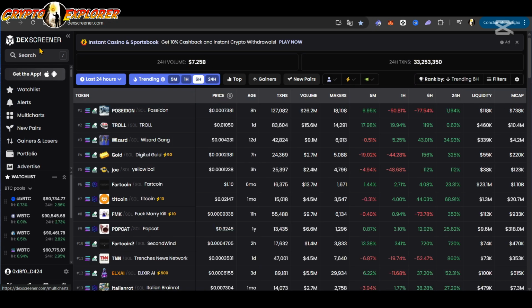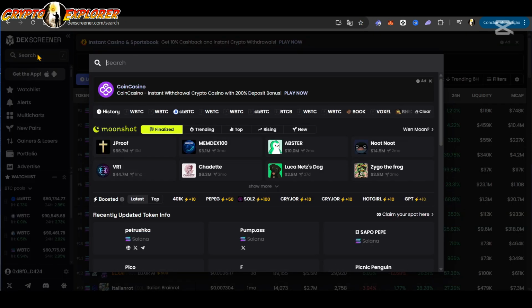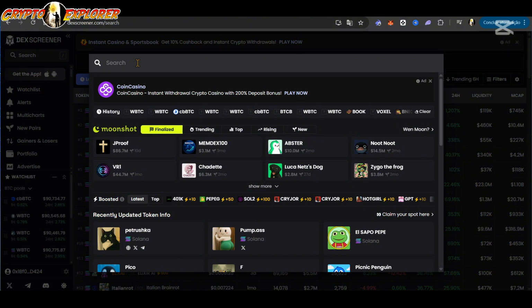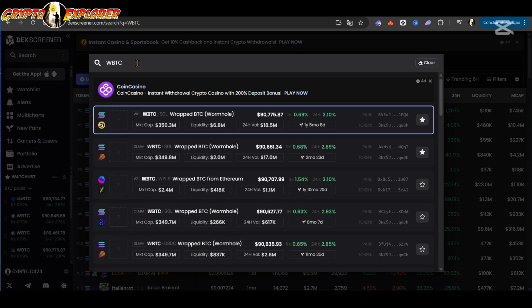Another way this can be done to find your preferred Bitcoin backed assets is by using a search bar. This will only work if you know already beforehand what specific token you're looking for. So for example, wrapped Bitcoin or WBTC is a very popular one across Ethereum, Ethereum layer 2s, Solana. Plenty of blockchains use this tokenized version of Bitcoin.